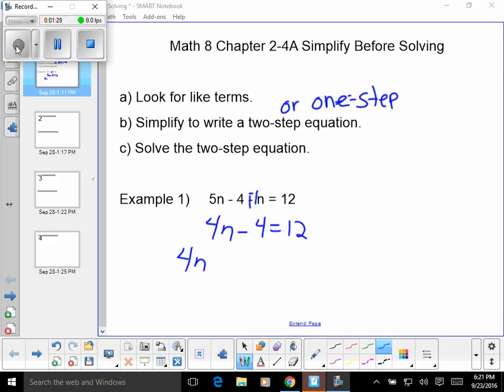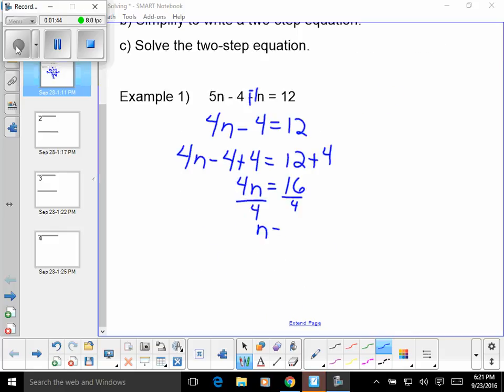So we're going to go through the process of adding the 4 to both sides. That will result in a multiplication equation. 4n equals 16. Divide both sides by 4, and n is going to equal 4. Now, you can substitute that back into the original equation. 5 times 4 is 20. 20 minus 4 is 16. Minus another 4 would be 12.